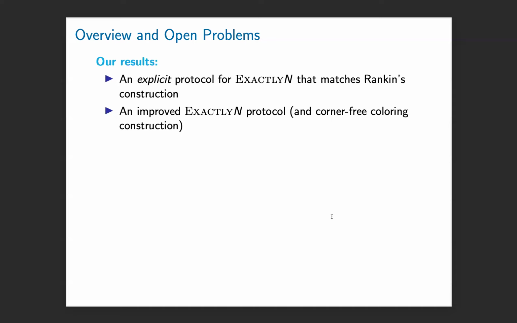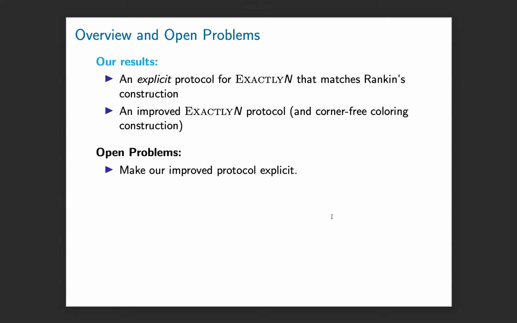So our results are that first we constructed an explicit protocol. Remember that by explicit, I mean one where we can write down all the details for the exactly-n function that matches the complexity that's guaranteed by this connection to Rankin's construction of k-term arithmetic progression free sets. We then analyzed the details of this protocol that we wrote down, and we found an opportunity for some improvement. So this gives us an improved exactly-n protocol and an improved corner-free coloring.